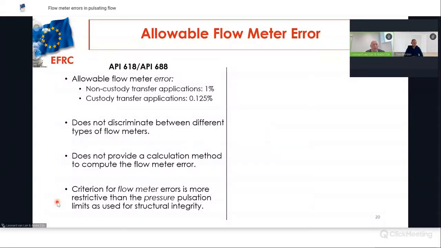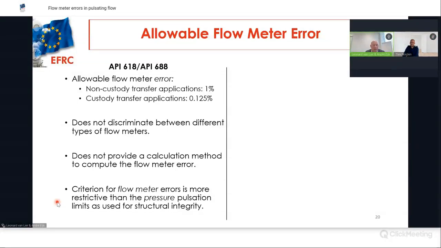So there are two guidelines, the API 618 and the API 688. They give a flow meter error. That is for non-custody transfer applications 1%, and for custody transfer or physical metering applications, it's a factor of 8 lower. The difference between the API 618 and 688 is that 618 only states these flow meter errors, but the API 688 also gives some general information, which is also included in the guideline.